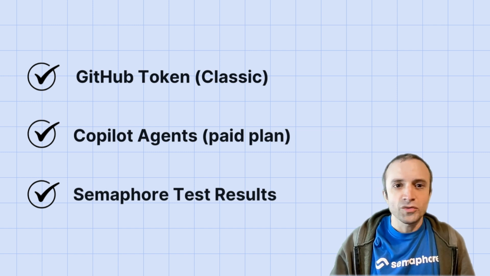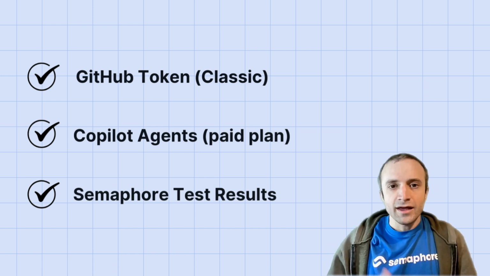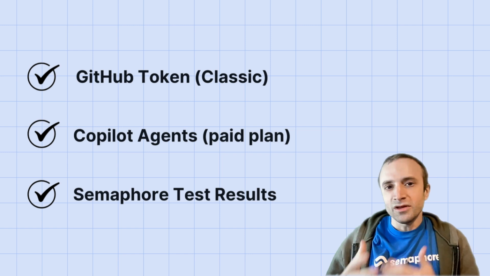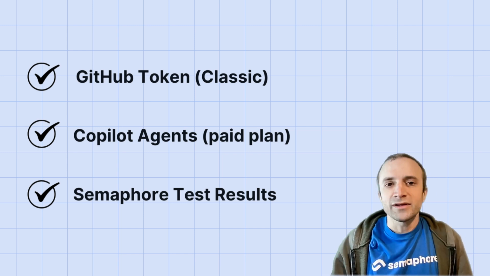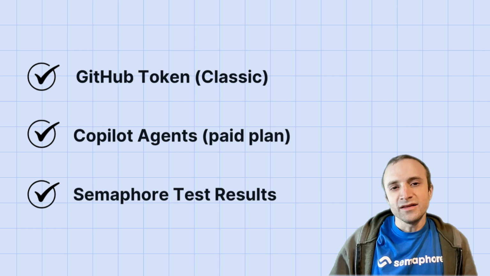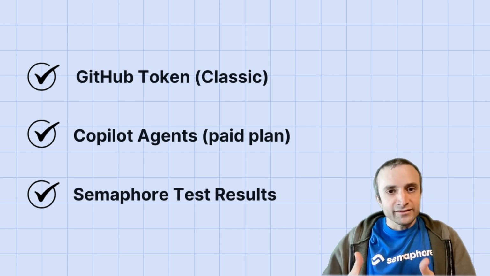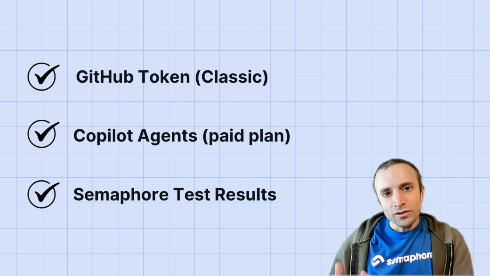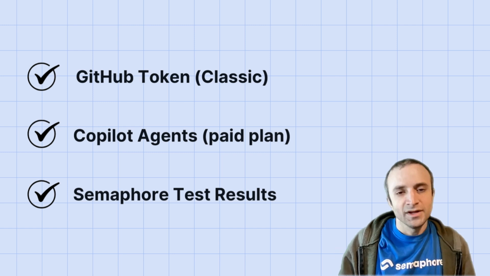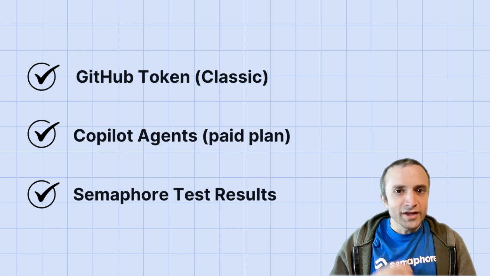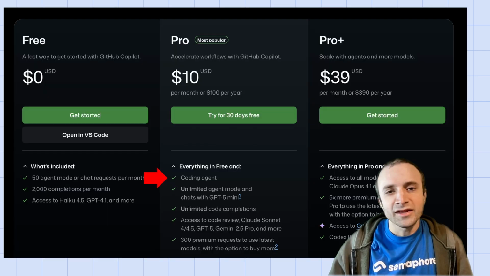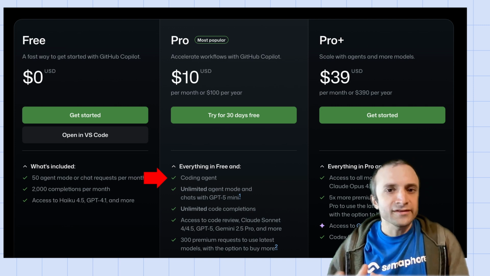For this integration, we are going to need three things: a GitHub personal access token with read and write access to the repo and read access to the organization. This allows you to access and create issues on GitHub from the Semaphore CI machine. And then we also need Copilot agents in your organization. This comes with the Pro and the Pro Plus paid plans.